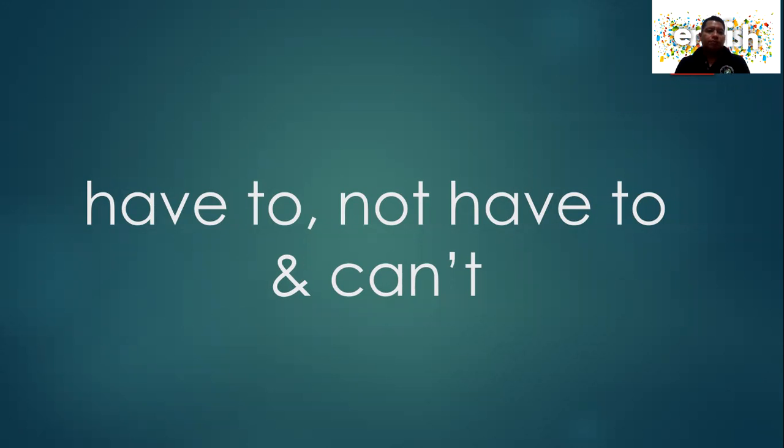In today's video, I will talk about have to, not have to, and can't. Okay, first of all, let's say that when we talk about have to, when we say I have to, it is an obligation. Then when we say not have to or don't have to, it means that it's not necessary. And when we say can't, you can't listen to music here, it means that it is a prohibition.